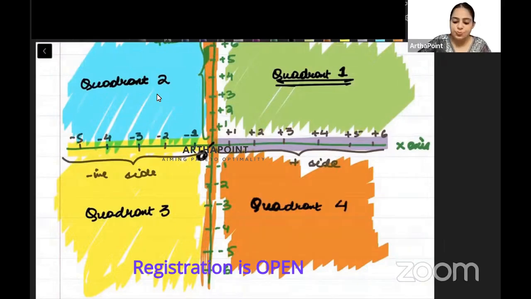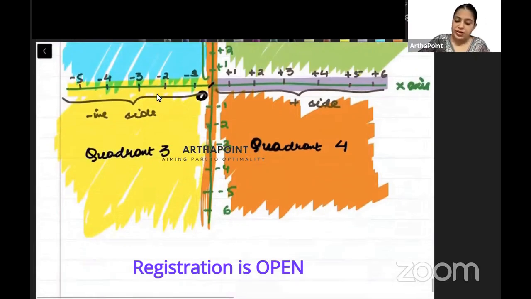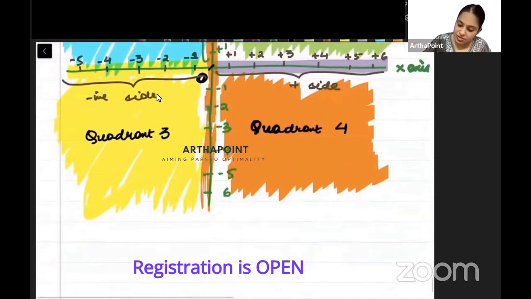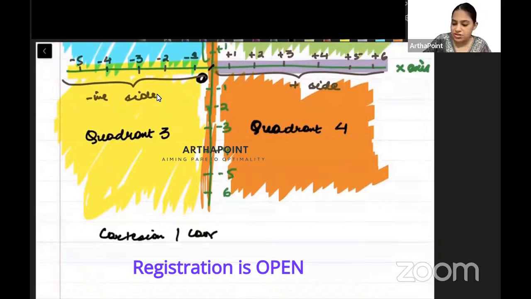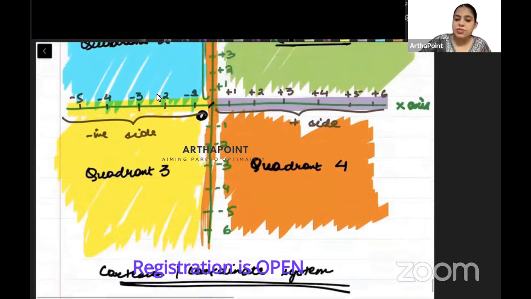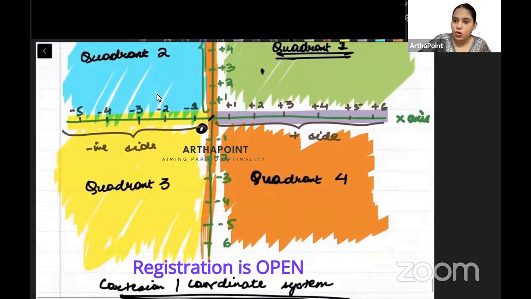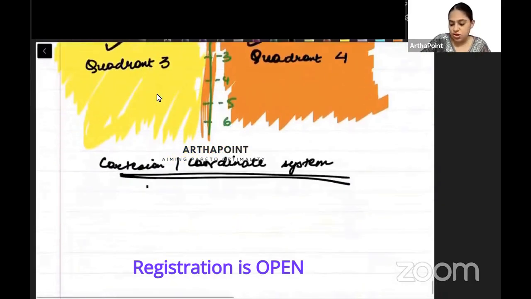ठीक है. So इस पूरे ग्राफ को, this entire diagram, we can divide in 4 quadrants: quadrant 1, quadrant 2, quadrant 3 and quadrant 4. बेटा अब this diagram, this is called as Cartesian or coordinate system. ठीक है. In this Cartesian या coordinate system हमने कितना quadrants बनाया? How many quadrants we have made? 1 quadrant, 2 quadrant, 3 quadrant, 4 quadrant. So there are 4 quadrants.